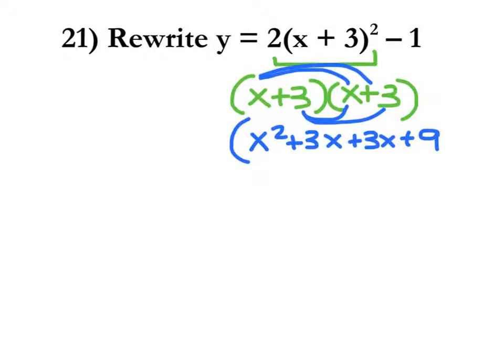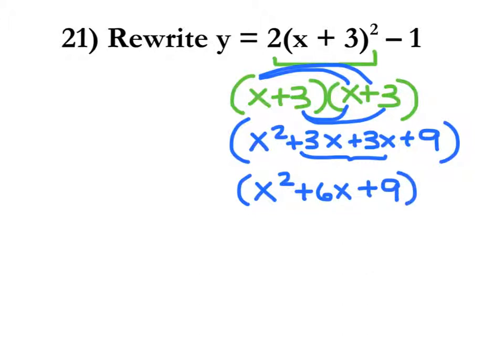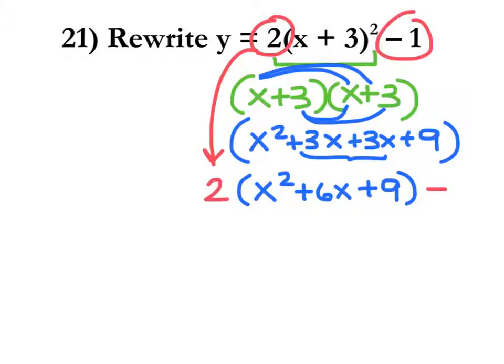Okay, let's leave this in parentheses. We are going to combine the insides. So I get x squared plus 6x plus 9. Leave it in parentheses. Let's take this 2 and drop it out in front, and let's take this minus 1 and drop it out and back.